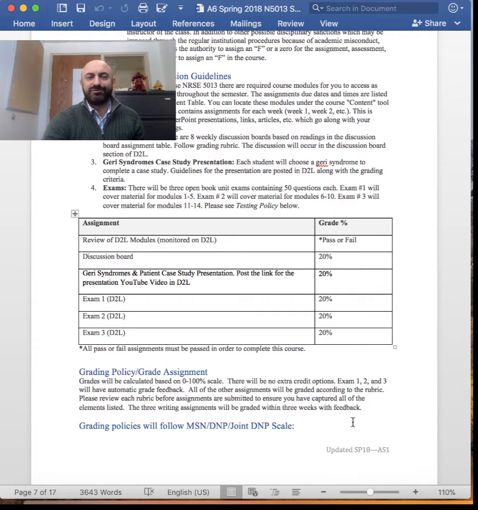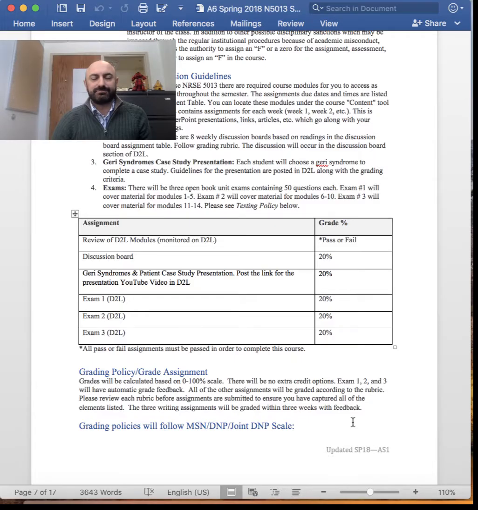This is the most important part: assignments and grading. There is a paper and a discussion board, and everything counts like 20%, and your exams count 20%. Let's talk about the review of the modules first. You need to log in to D2L and look at whatever is posted under each module to get credit for that module. It's not like you can only take the exams in this course and get a grade. You have to review the posted material. The discussion board counts for 20%.